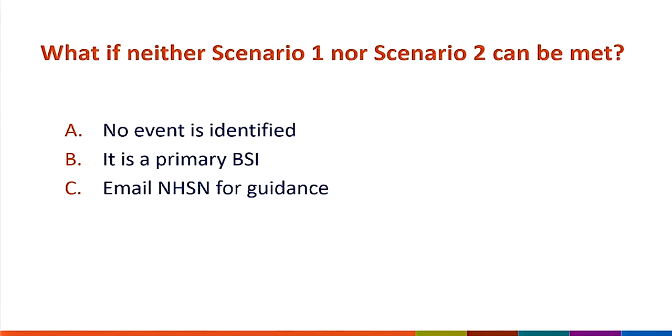So, your next question is, what if neither scenario 1 nor scenario 2 can be met? The choices are A, that no event is identified, B, that it represents a primary BSI, or C, you should email NHSN for guidance. And I'll pause. The correct answer is that it would be a primary BSI. Now, you can always email NHSN for guidance, but our answer will be that if neither scenario 1 nor scenario 2 can be met, then it will be a primary BSI.